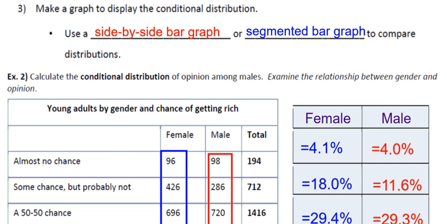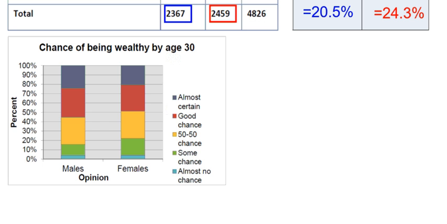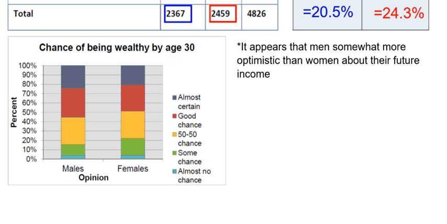So it says calculate the conditional distribution. We have done that. And then examine the relationship between gender and opinion. So right off the bat, what it kind of looks like to me is that men are somewhat more optimistic. The bars for men in the almost certain and good chance take up more of this segment. But this isn't very statistical. We are not using really any evidence.